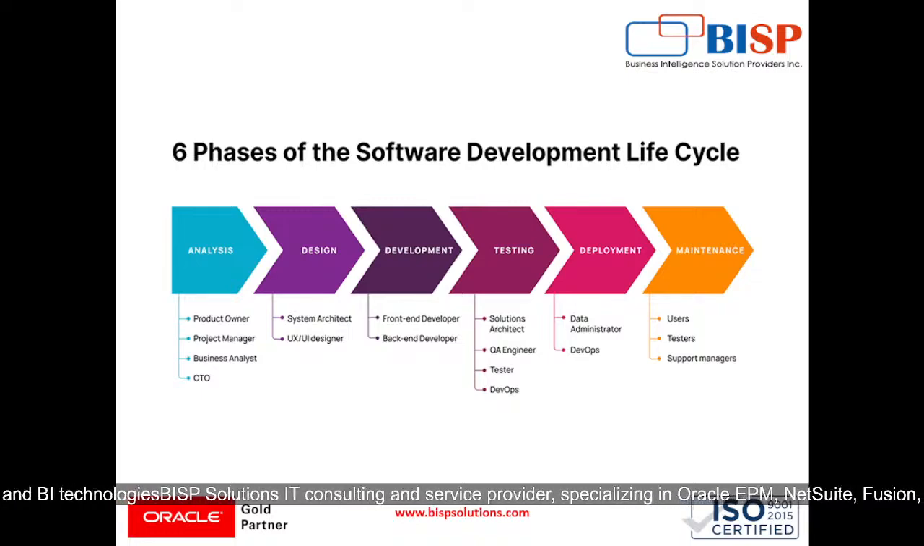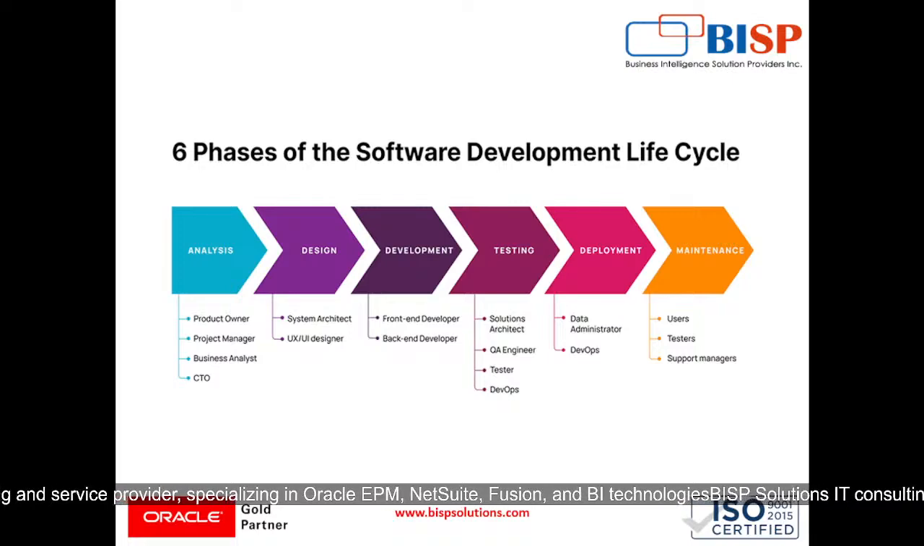Then we will analyze the requirements, where the product owner, project manager, business analyst, and CTO will be there. So what is their objective? They will be gathering detailed requirements for NetSuite implementation, configuration, or customization. Then they will move to designing. The objective of designing is creating a technical document or design for implementing the requirements in NetSuite, and the people involved in designing are the system architect and UX or UI designer.